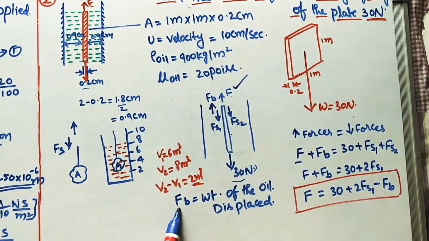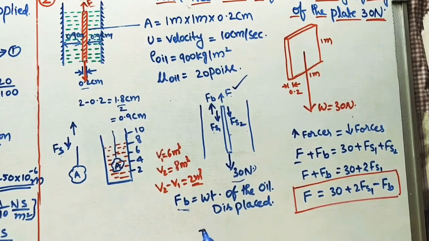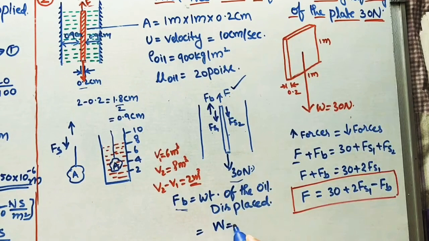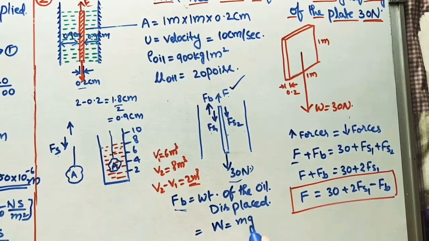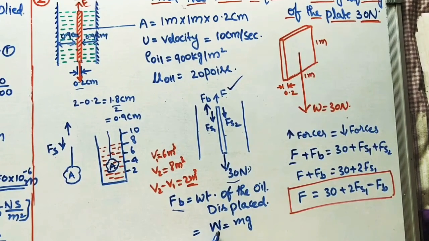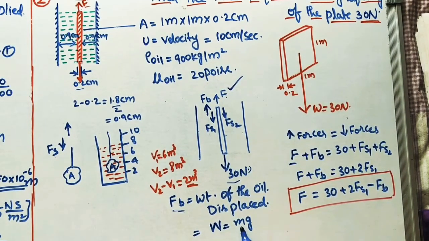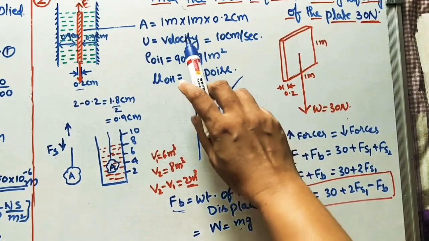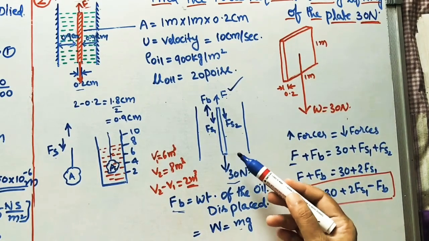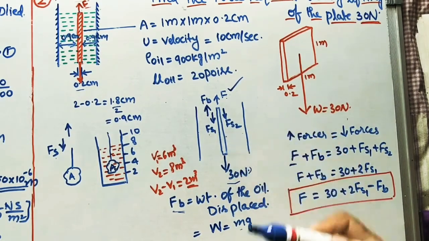How to find this FB? So here I am taking the weight of the oil as W. What is W? It is mg. We have one formula, F is equal to mg. That is, W is also a force. Is there any relation between volume and density by using m? Because we know the volume of this plate, and the plate volume is equal to the oil displaced volume.